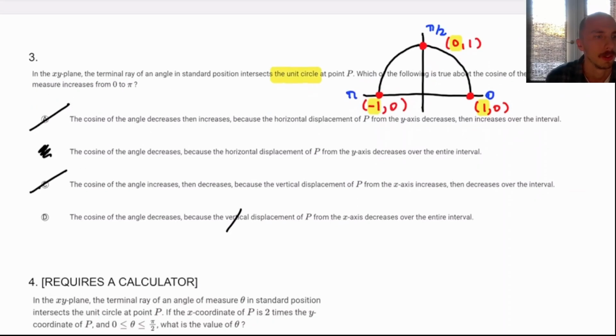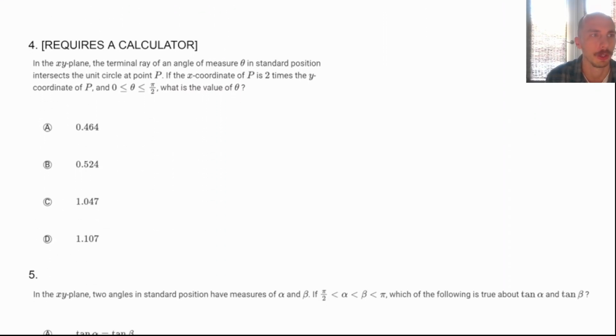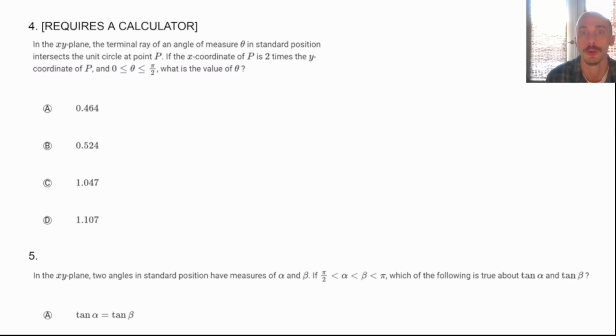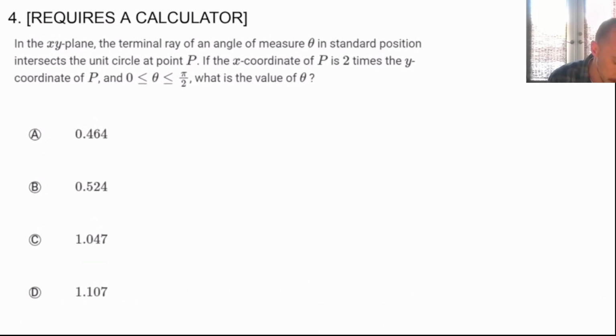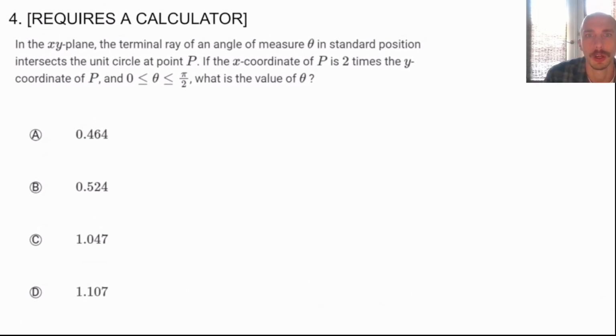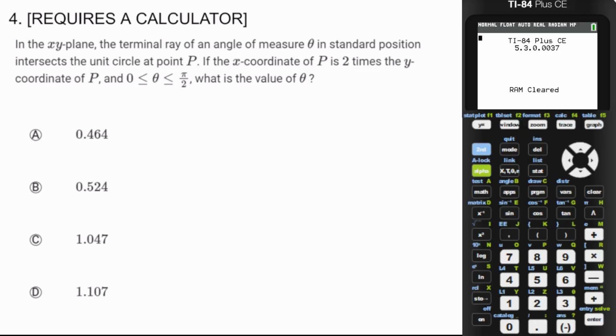All right. Now, number 4 is going to require a graphing calculator. And you're not going to be allowed a graphing calculator on the test. But I thought this was a really nice problem, and we're going to a place where eventually we're going to need a calculator. So I'm going to show you how to do this one. All right, so I got the calculator.